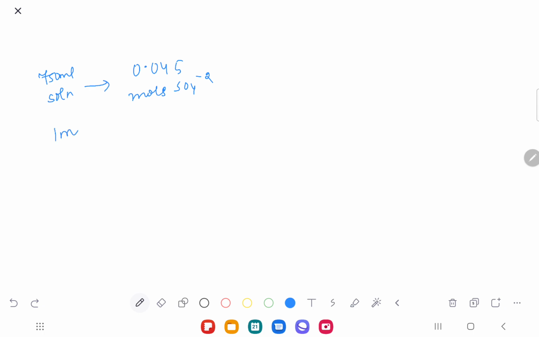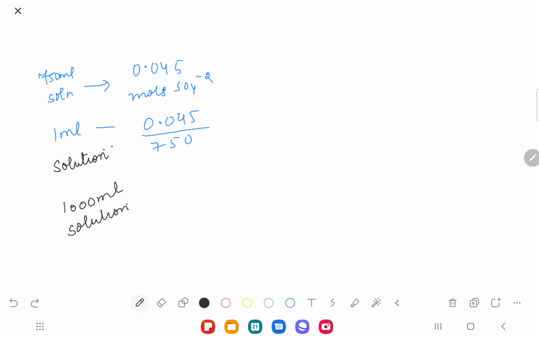So what are you supposed to do? Then you say that if 750 ml contains these many moles of sulfate, so 1 ml solution would contain how much? 1 ml solution would contain 0.045 over 750, and thereby 1000 ml solution would contain how many moles? So 0.045 over 750 into 1000. So Aditi, just understand one thing. Don't you think, isn't it looking like this?